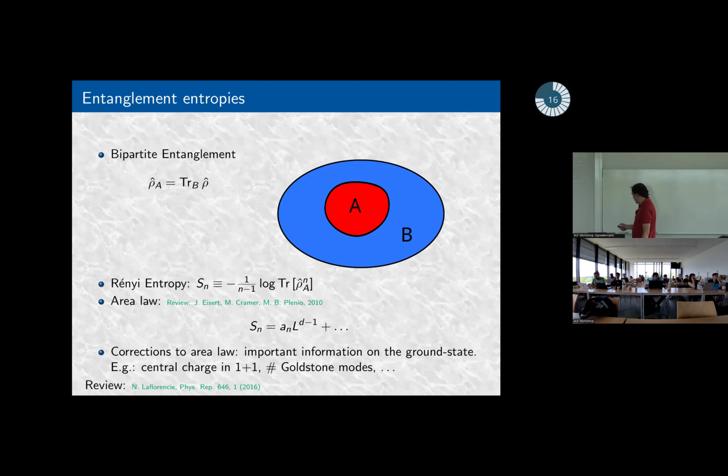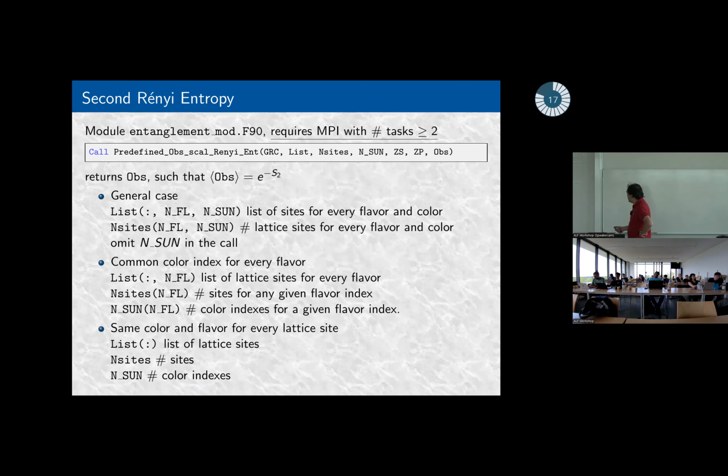From there, one can define the so-called Rényi entropies by taking the trace of the power of rho A. And these Rényi entropies have a lot of properties that are also reviewed, so I'm not talking about them now. For example, they have an area law, there are corrections to it, which give a lot of useful information like the central charge, conformal field theories, and so on. In ALF from version 2.0, you can also measure these Rényi entropies.